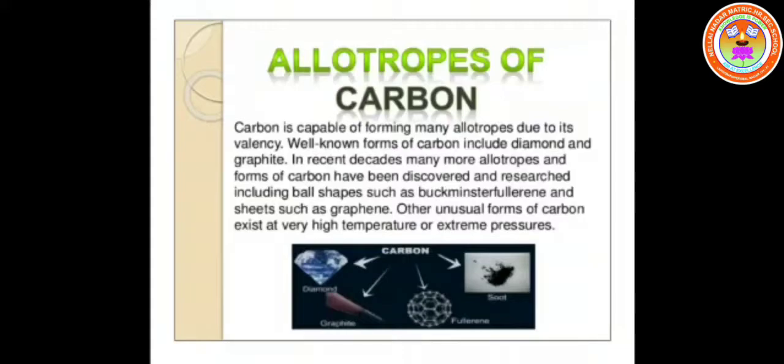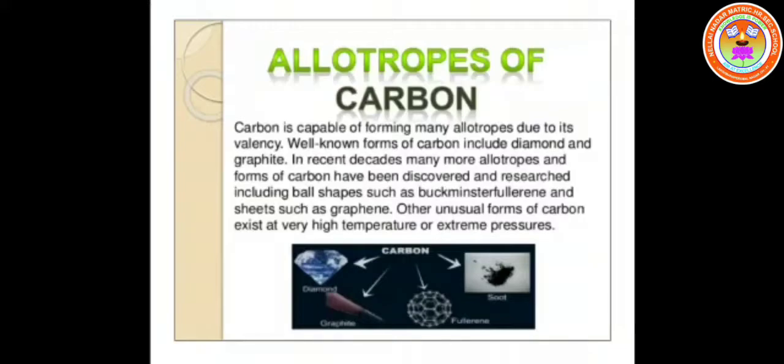It is not transparent, it is opaque. What is the antonym of transparent, children? Opaque. It doesn't allow light to pass through it. So graphite is opaque in nature. Then graphite is a very good conductor of electricity, whereas diamond is a bad conductor of electricity. Here graphite is a good conductor of electricity.